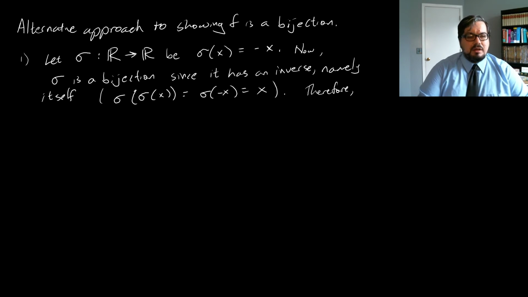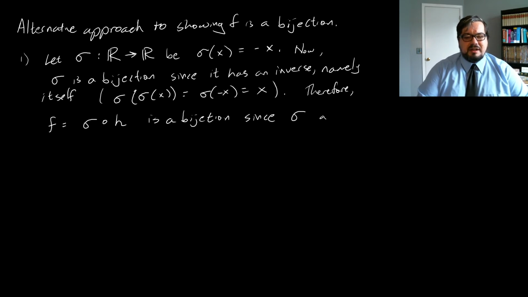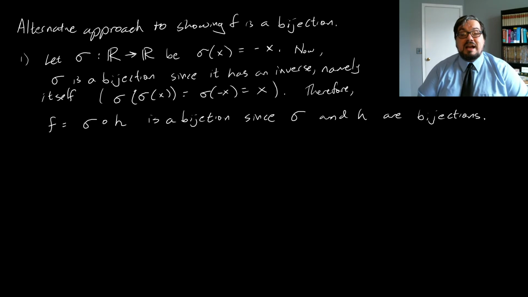Therefore, f, which is sigma composed with h, is a bijection, since sigma and h are bijections. And we know that the composition of two bijections is a bijection. So this would be one way of approaching things, using slightly more sophisticated machinery and knowing that any composition of bijections is a bijection.